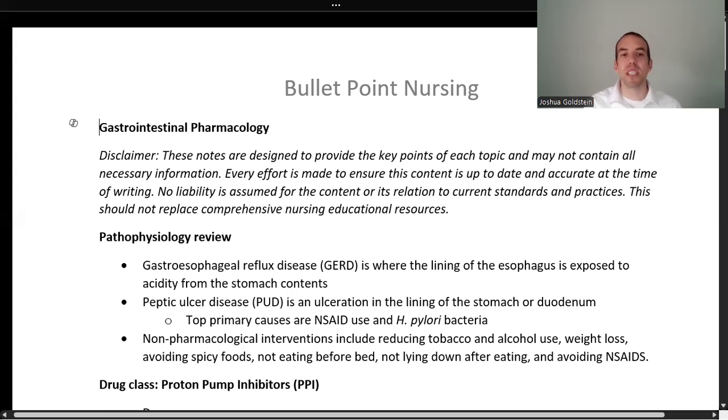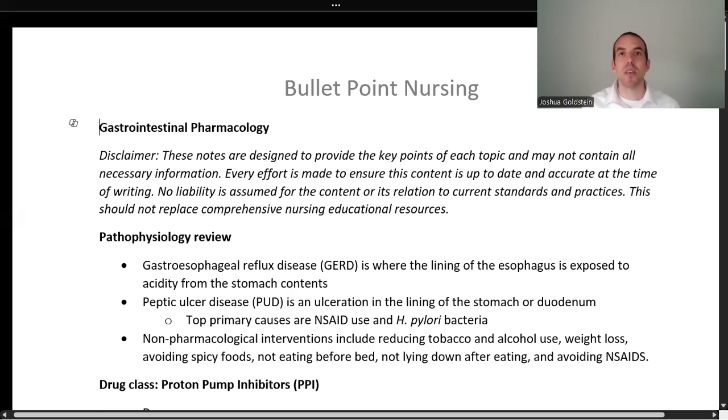When a patient has either of these conditions, we do have some non-pharmacological interventions that we always begin with. These include reducing smoking if that's an issue, reducing alcohol if that's an issue, reducing weight if that's an issue, avoiding spicy foods, not eating before bedtime, and not lying down flat right after eating, plus avoiding NSAIDs.